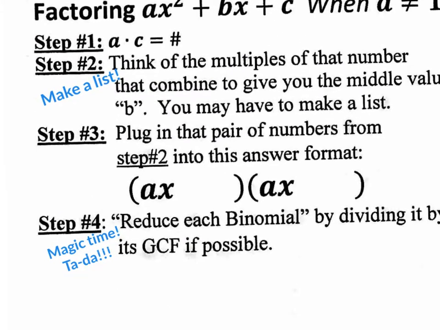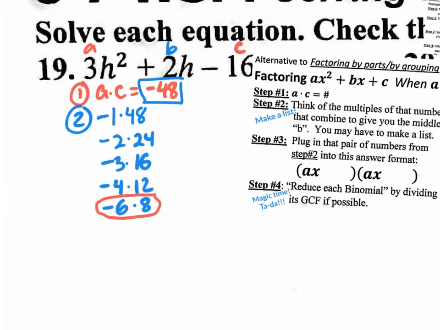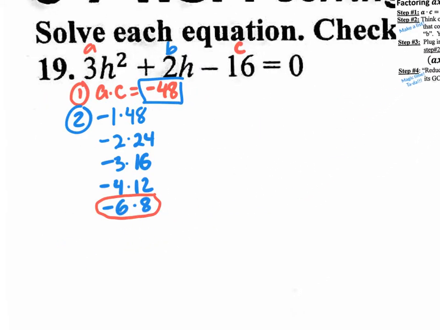So step 3, it says plug in that pair of numbers into this answer format, ax, ax. It's not always going to be x. Right here we have h's. So let's go for step 3, plugging it into the magical format, ax, ax, but instead of x's we have h's. Notice that our a value really is 3, so I'm going to have a 3h and 3h. And what belongs right here in these blank spots? Yep, the negative 6 and the 8 go right in here, negative 6 and 8. That is step 3.